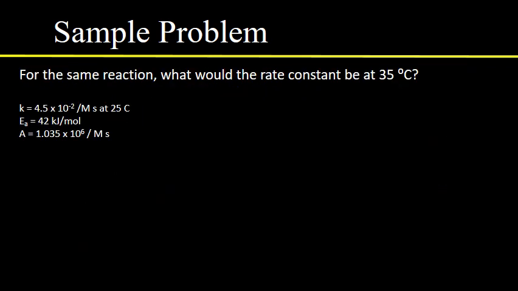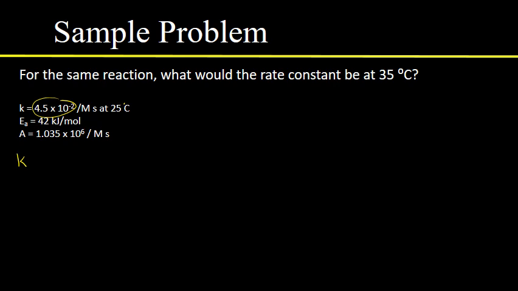All right. So for the same reaction, what would the rate constant be at 35 degrees Celsius? Well, at 25 degrees Celsius, it was 4.5 times 10 to the minus 2. We said before that reactions increase with temperature. So at 35 degrees Celsius, the rate constant should be a little bit higher.